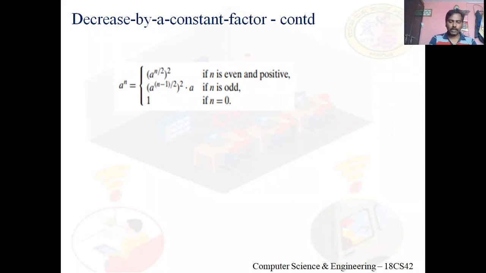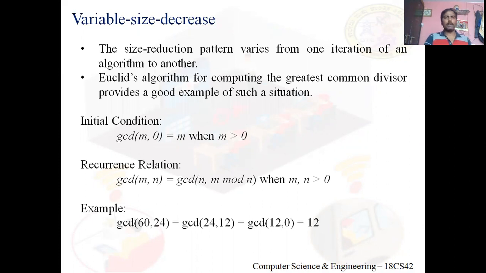So when n is odd, say a to the power 7 is to be computed. I will compute a to the power (7 minus 1) by 2, that is 6 by 2, 3. I will compute a cube, square it to get a to the power 6, and then multiply by a. Got it? So this is about decrease by constant factor. The last variation is variable size decrease.